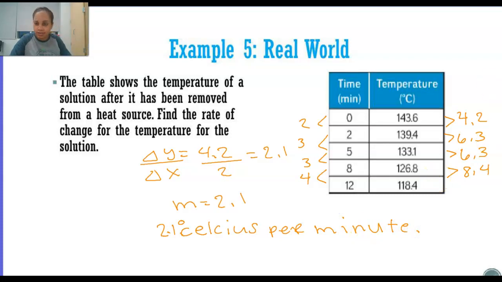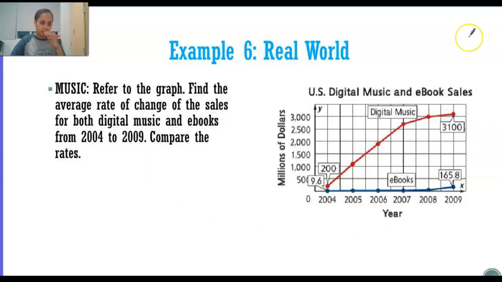Make sure that your answer makes sense in the context of your word problem. Finally, there's another real-world example. So we're going to refer to this graph and find the average rate of change for the sales in both digital music and ebooks from 2004 to 2009, and we're going to compare the rates.